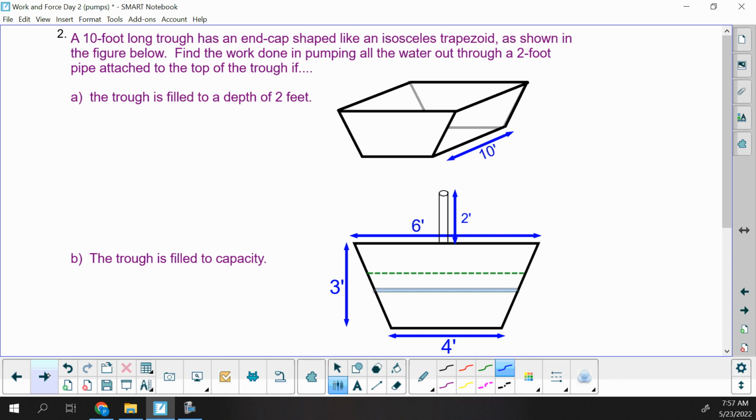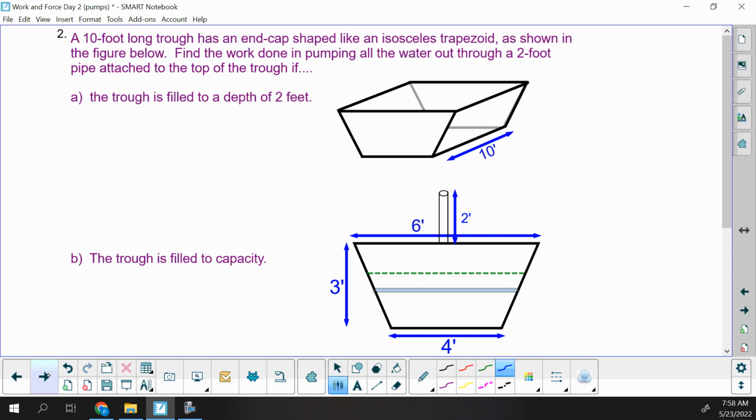All right, moving to 2. We have a 10-foot long trough, has an end cap shaped like an isosceles trapezoid as shown in the figure. Find the work done in pumping the water out through a 2-foot pipe attached to the top of the trough. And you see that we've got the end cap view on the bottom and then the angled view on top.